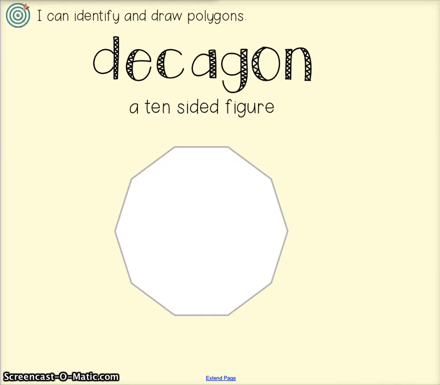Decagon. A decagon is a 10-sided figure. I'm thinking of the word decade or decimal. Those always mean 10. That is another prefix, remember, comes at the beginning of a word. Decagon is a 10-sided figure. I don't see many decagons in the real world. Can you think of any? If you can, let us know.